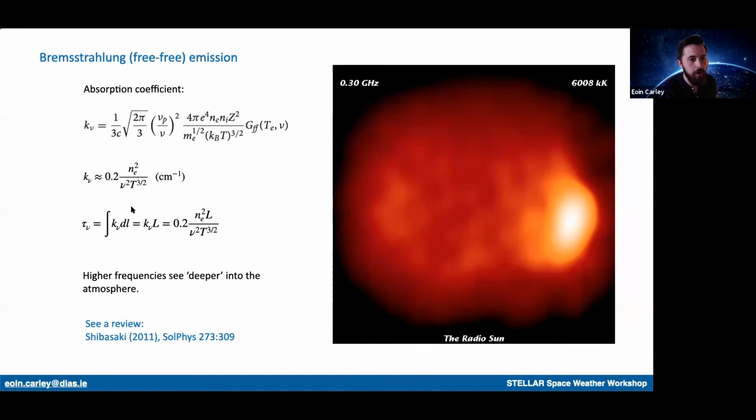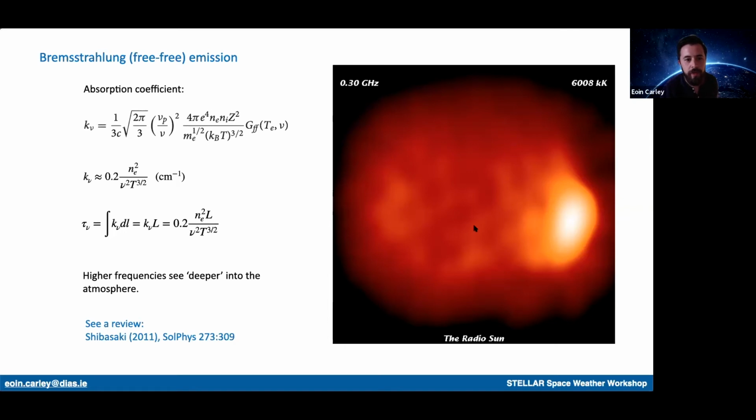We can take our formula for optical depth and integrate this along the line of sight. We get K nu L for constant absorption along the line of sight, and we're left with this formula here. This basically describes that, when we move to higher frequencies, we see deeper and deeper into the solar atmosphere. We start at the corona for low frequencies, and higher frequencies allow us to move into the chromosphere. Increasing frequency here will make the optical depth drop, meaning that we can see further along the line of sight into the solar atmosphere.